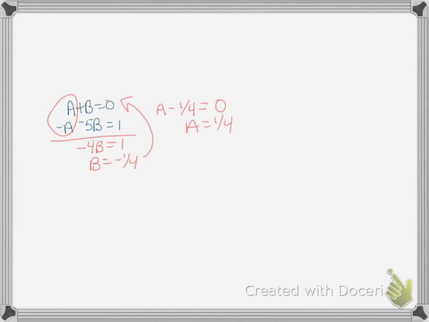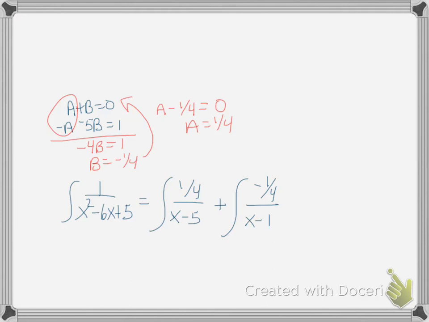So you're probably thinking, great, fantastic, we have to be done already, right? No, not at all. Because what we now have to do is go back to our integral. So what we're saying is the integral of 1 over x squared minus 6x plus 5 is actually the exact same thing as the integral of 1/4 over x minus 5 plus the integral of negative 1/4 over x minus 1, all of this with a dx, of course.